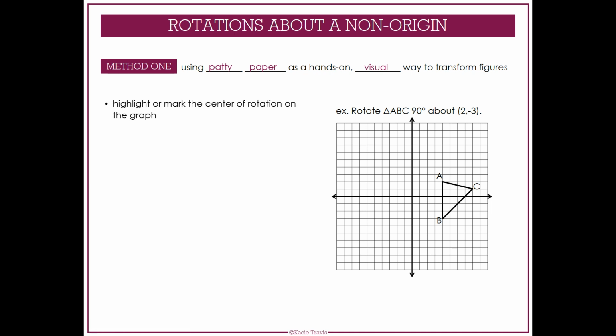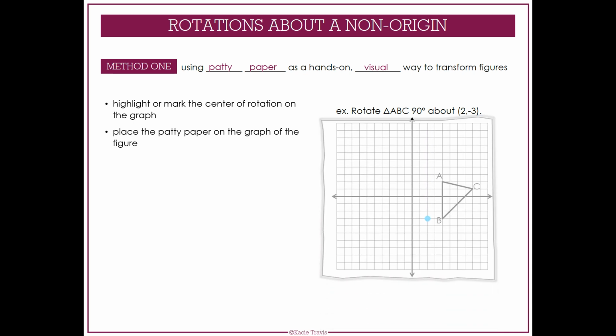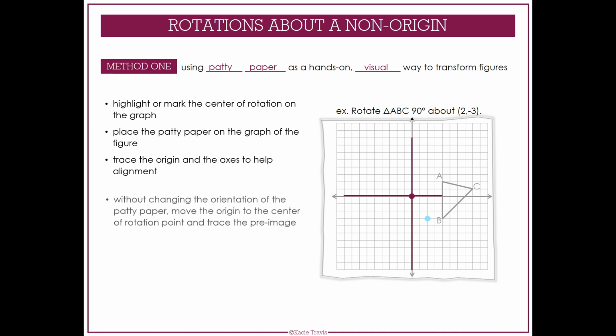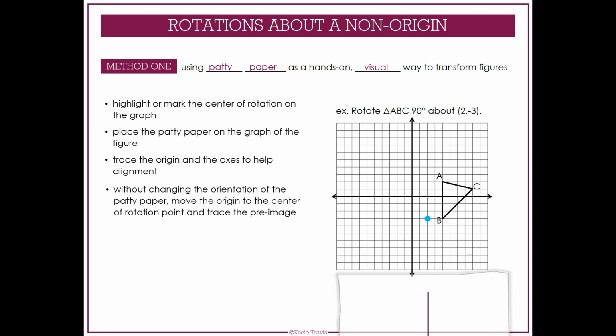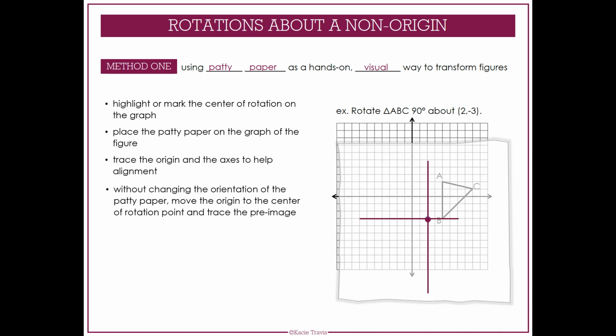So, first we mark our center of rotation on the graph. We take our tracing paper and we put it over. And what we're going to do is we are going to trace our origin and then we're going to move that over there to where that center is. And then we're going to trace our picture as our pre-image.